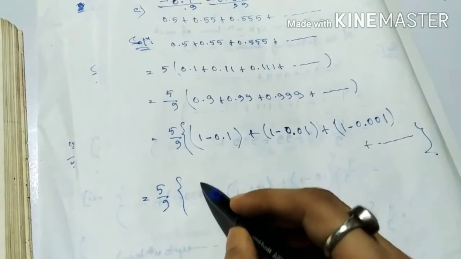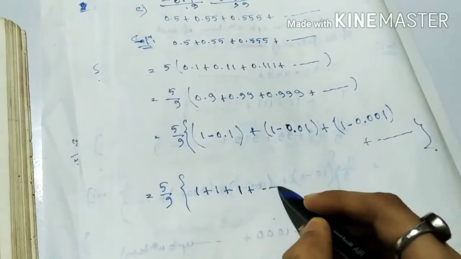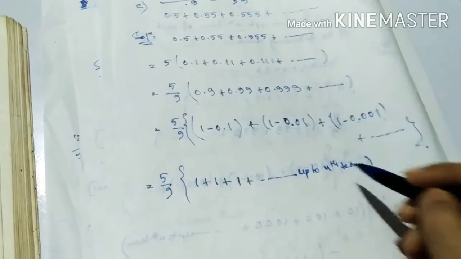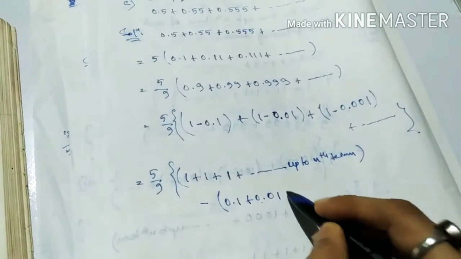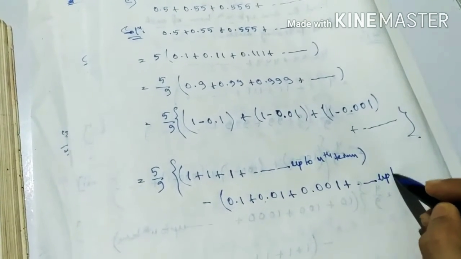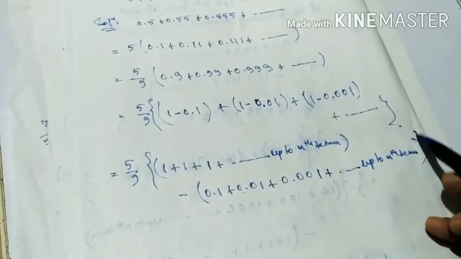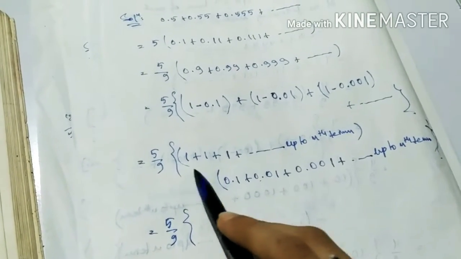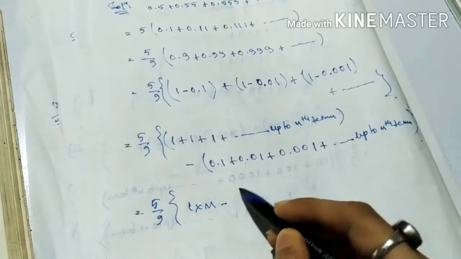This whole thing, you see, I can write as 1 plus 1 plus 1 plus dot dot dot up to nth term, and minus bracket 0.1 plus 0.01 plus 0.001 plus dot dot dot up to nth term. Okay, this curly bracket is closed. Understand? So this is 5 by 9. The first part will be 1 plus 1 plus 1 plus dot dot dot up to nth term, which is 1 into n, minus.